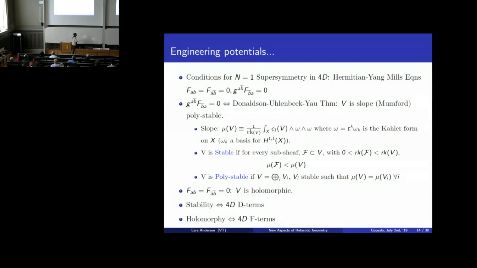What does it mean to satisfy the other one? That's much easier. The condition that the (2,0) and (0,2) parts of the field strength vanish is simply that the vector bundle is holomorphic. And it has been appreciated in the physics literature for some time that stability is one-to-one with the effective theory having 4D non-trivial D-terms, and holomorphy is equivalent to 4D non-trivial F-terms. So what I want to do is generate examples with obstructions, bundles that are not everywhere stable or holomorphic in the moduli space of their base manifold. I want to track it through this duality and see what happens.